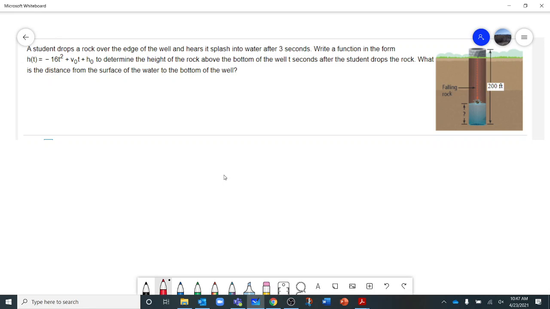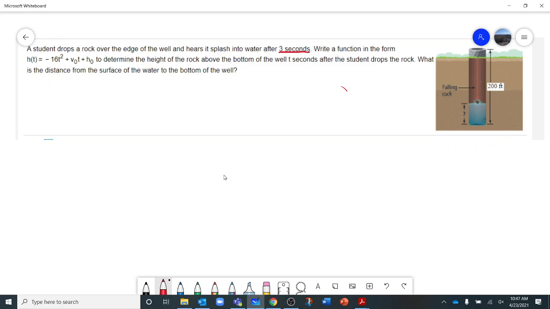All right, try this one on your own, and then compare the answers. So a student drops a rock over the edge of the well and hears it splash into the water after 3 seconds. That's probably important information to have, 3 seconds.